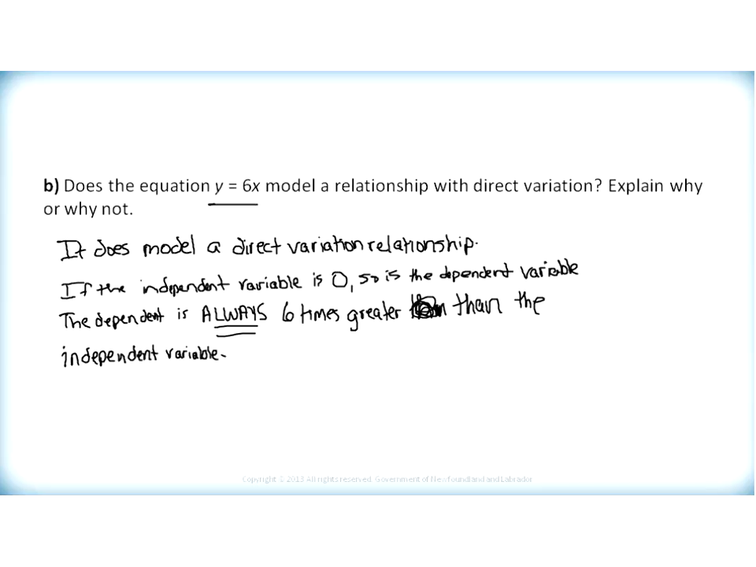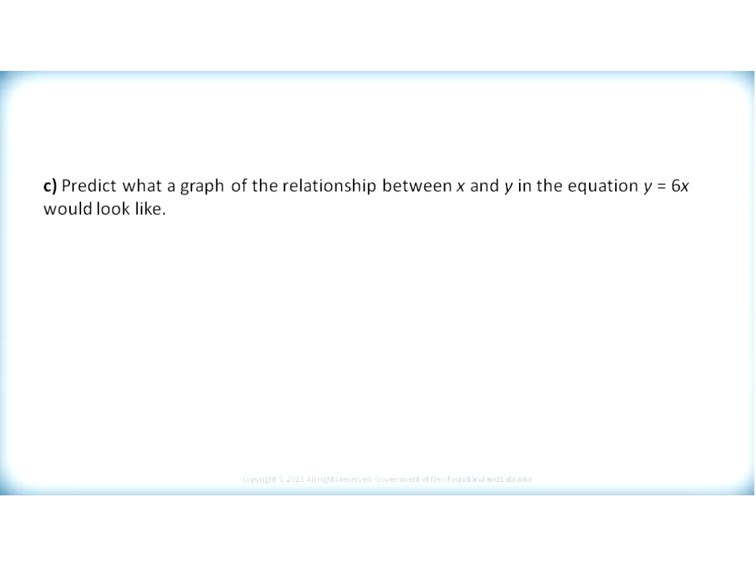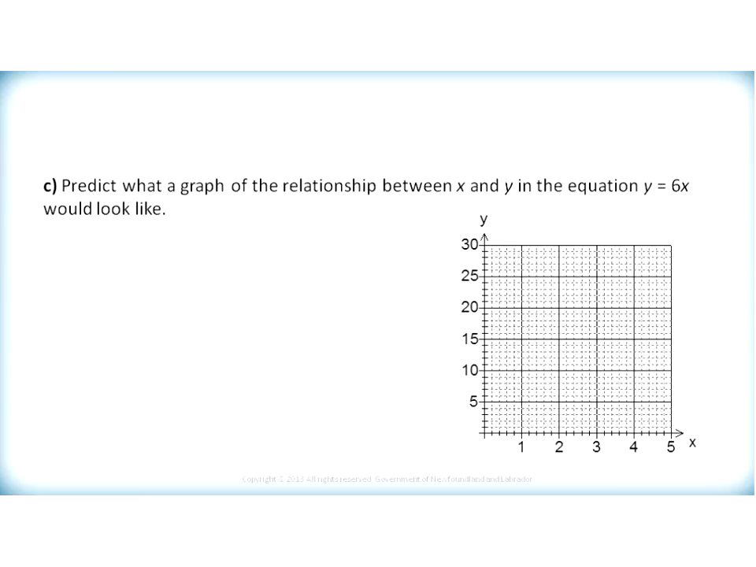Okay, next question. Predict what a graph of the relationship between x and y in the equation y equals 6x would look like. So we're going to now draw the graph, and we're going to predict first what we think it would look like, and then we're going to draw it in. So here's my graph, or my plane anyway, my coordinate plane.